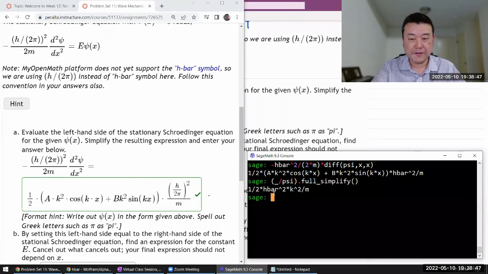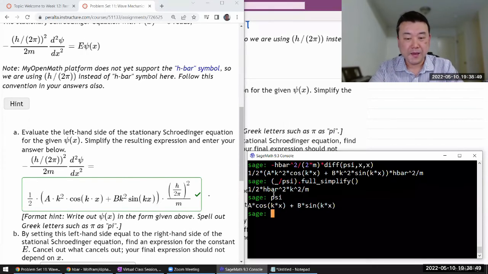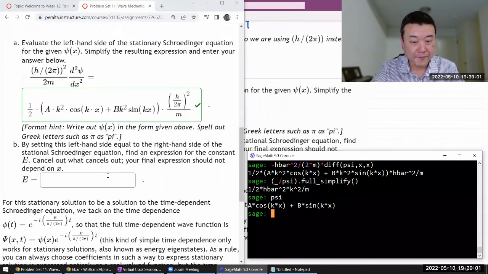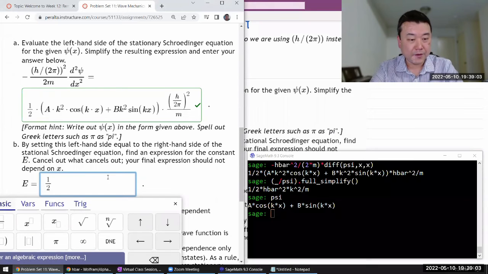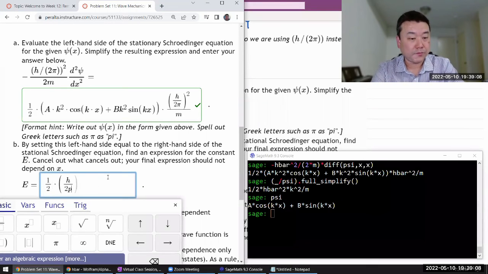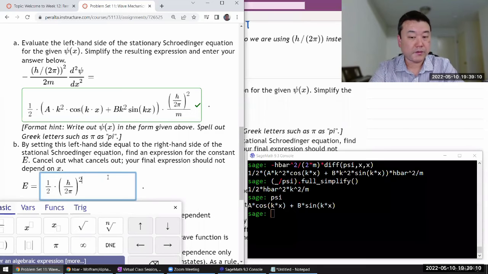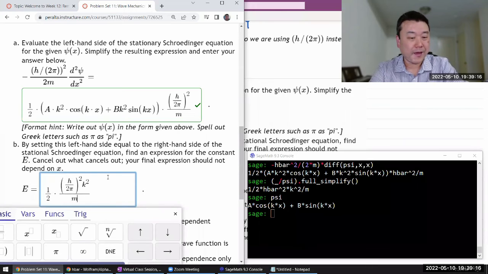And you know the way it worked out is when you look at psi, it has this a times cosine of kx, b times sine of kx. So when you factor out k squared, that thing cancels out. And so let me just put that in. I have 1/2. Make sure you don't get stuck in the denominator, times h bar, h over 2 pi, squared times k, oops, don't get stuck in the exponent, k squared divided by m.